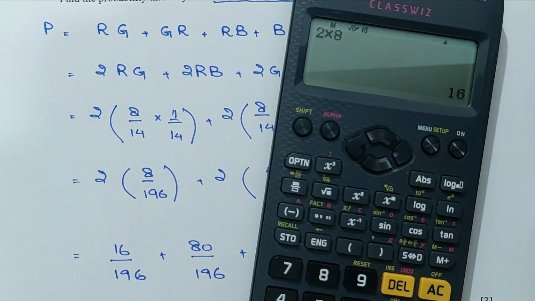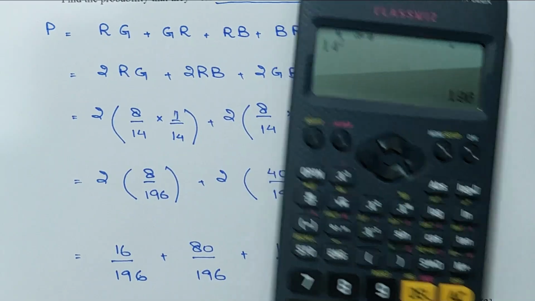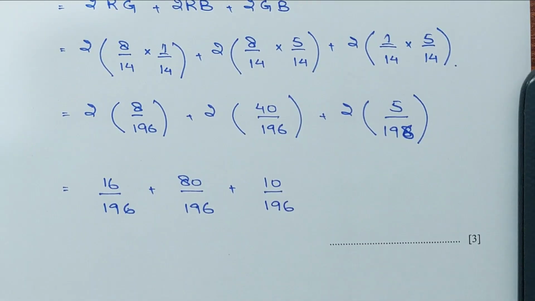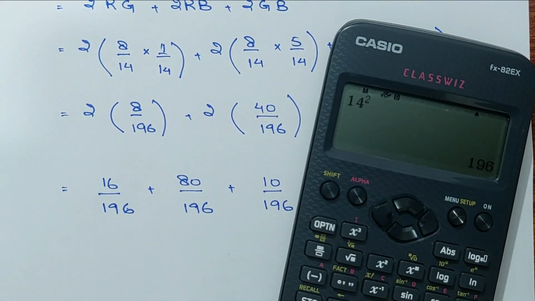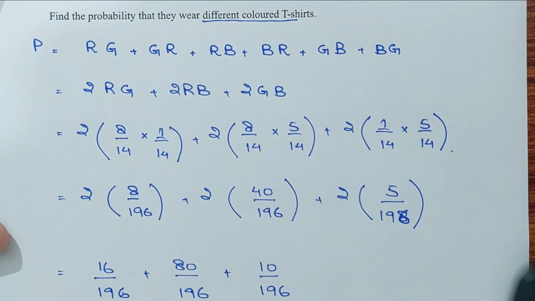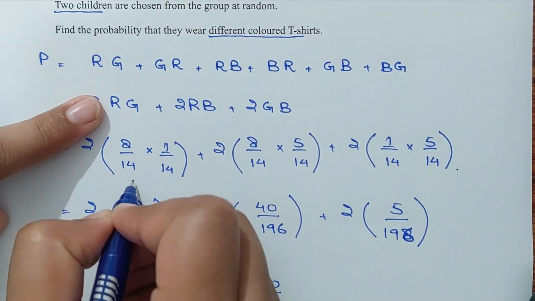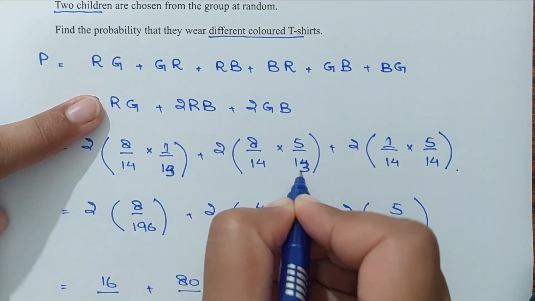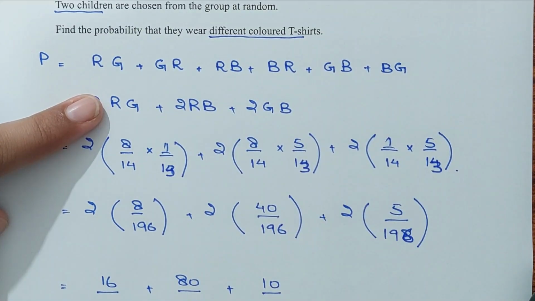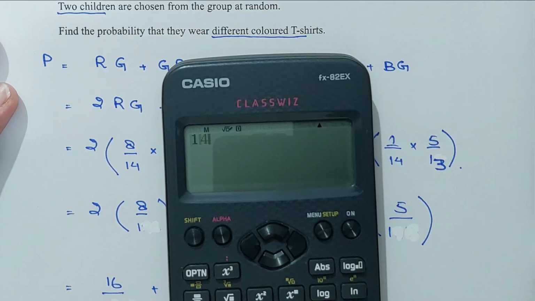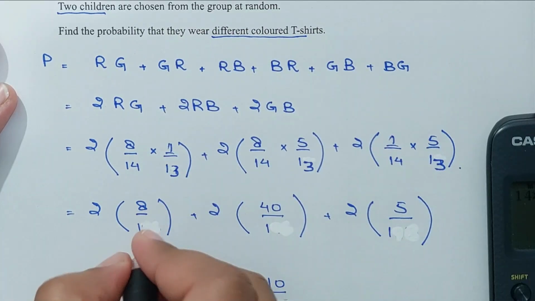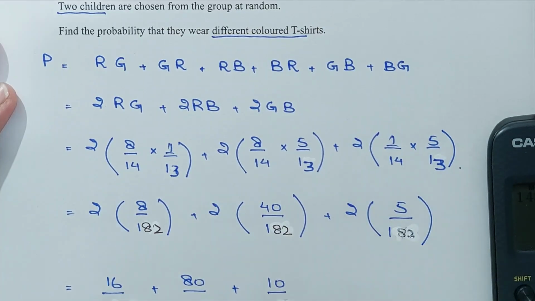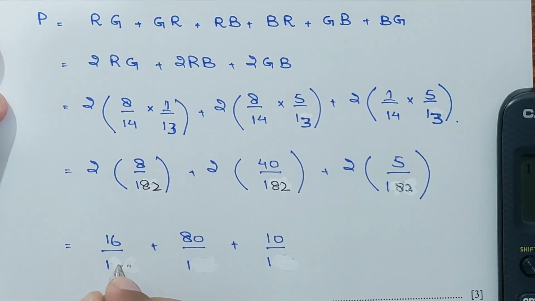Is it 196 or 198? 196, sorry. Sorry, I messed up. If 1 wears red, then how many t-shirts are left? Not 14, 13 t-shirts are left. So we have 13 here. Now 14 times 13 is 182. So the denominator is 182 in each.